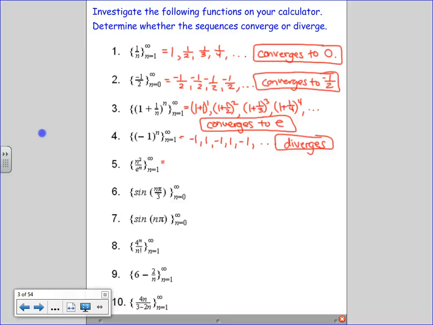So we could use a calculator, or we could just use our brains. 3 squared. Powers. Numbers are getting bigger. E to the power of n is getting bigger. Who's getting bigger faster?